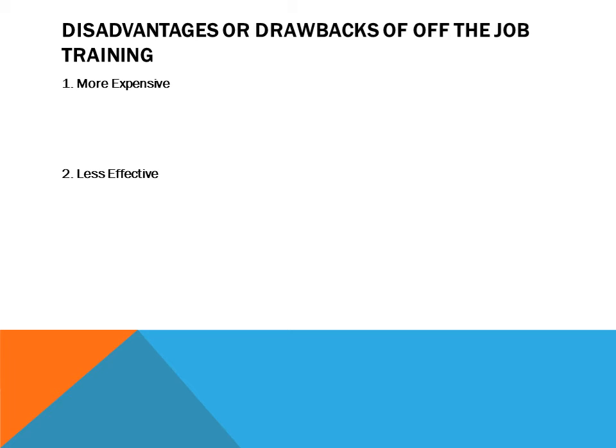How? Off the job training is less effective than the on the job training method because it is conducted outside the working environment, and also employees need extra induction training to handle their job.